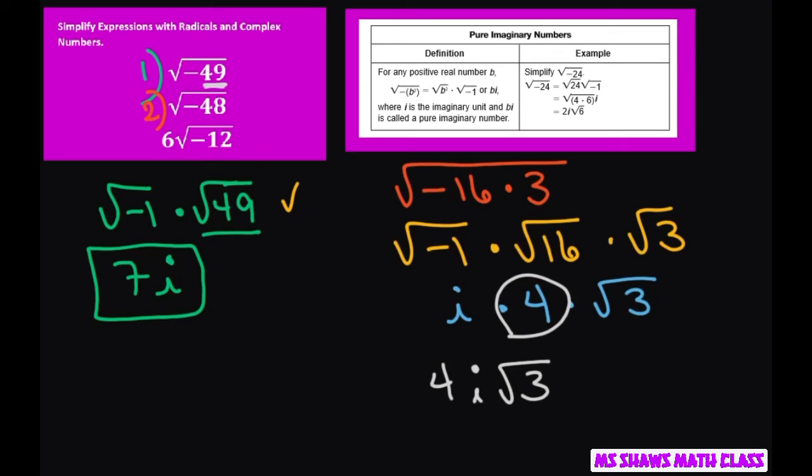You don't want to put the i after the square root of 3, because sometimes when we're writing fast, it looks like it's under the radical. And so just to be clear, we usually put i in front of the radical sign.